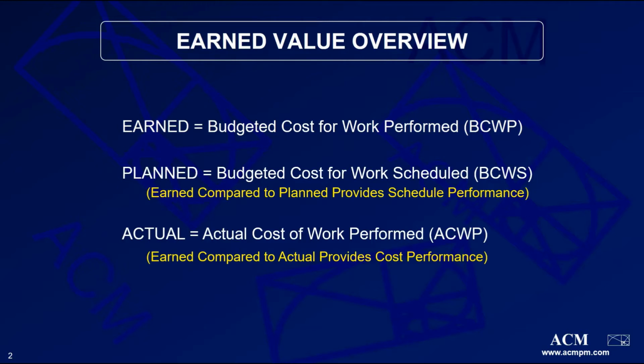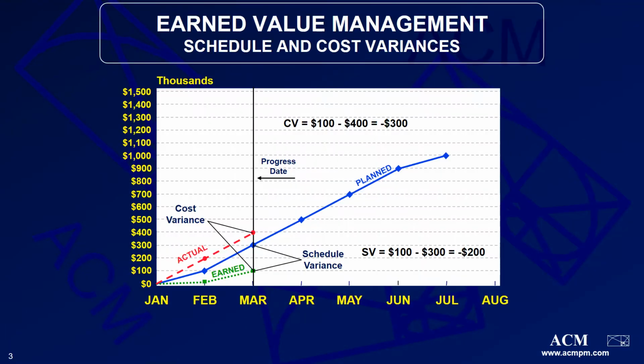By comparing the budgeted and actual values to the earned values of a project, we can determine the schedule and cost variances. To find the schedule variance, we will subtract the planned value from the earned value. A schedule variance greater than 0 is favorable and shows that a project is ahead of schedule, and a schedule variance below 0 is unfavorable and shows that a project is behind schedule.